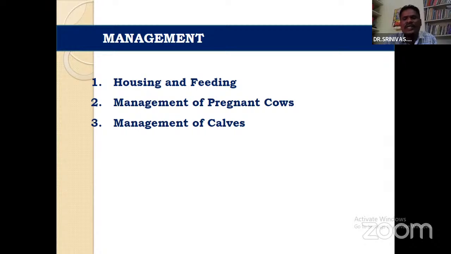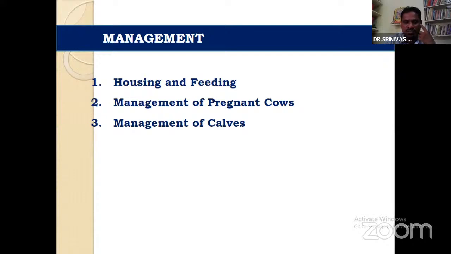So you should take care of the animals during the pregnancy period also, because in dairies you have to take care of the pregnant cows so that you get a good calf. That calf will become a good cow in future. That is the important thing. So management of the pregnant cows is very important.